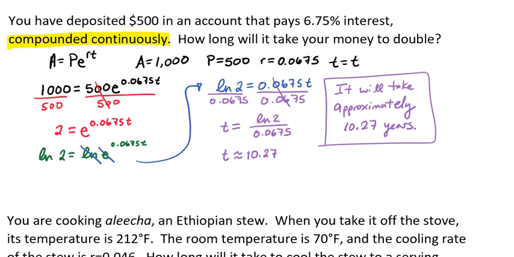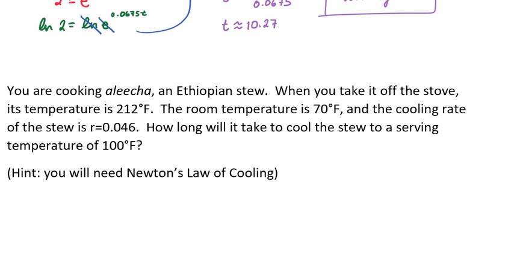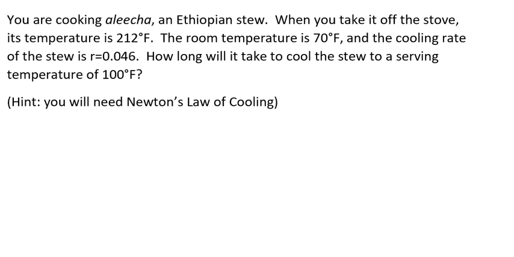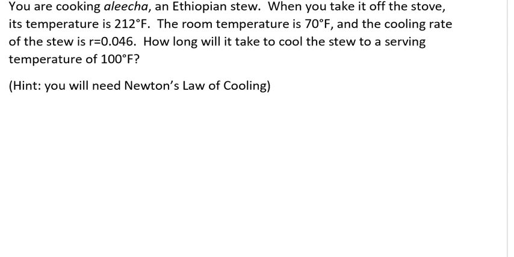Let's take a look at another example that will use Newton's law of cooling. So in this example, you're cooking a licha, an Ethiopian stew. When you take it off the stove, its temperature is 212 degrees Fahrenheit, and the room temperature is 70 degrees Fahrenheit. And the cooling rate of the stew is r equals 0.046. How long will it take to cool the stew to a serving temperature of 100 degrees Fahrenheit? So the hint here is that you're going to need Newton's law of cooling.